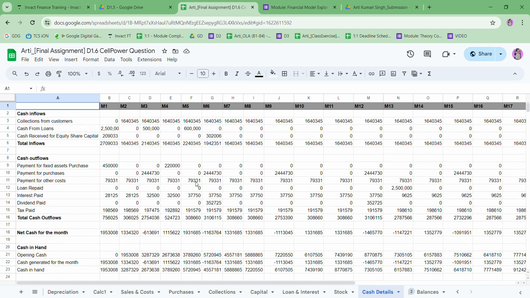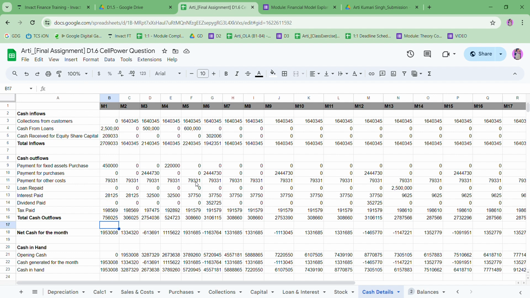And in cash details, we have put all the references with collections from customers through the collections, cash from loans and interest reference has been provided, cash received for equity share capital reference has been given from the capital sheet. So all this we have calculated before, and because of which we are able to calculate total inflow.